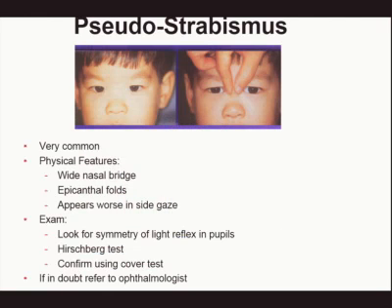That's an example of pseudo-strabismus. And usually you'll have parents come in asking about this at young infants. Usually as kids get older, they kind of grow out of it. It's more common in Asian population.